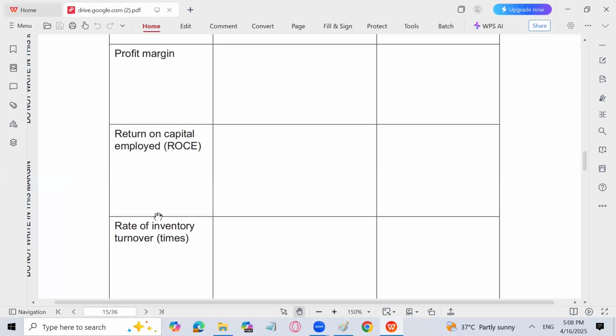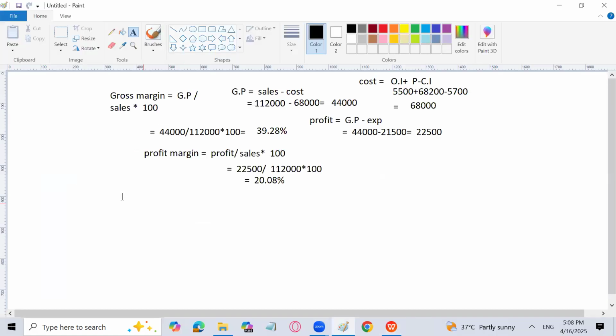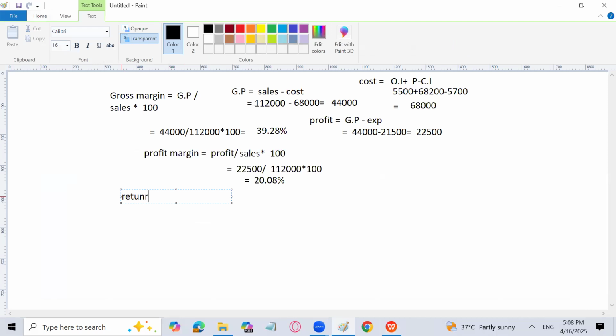Now we have to calculate return on capital employed. Students often make mistakes in the formula for return on capital employed, so you have to focus on that. The return on capital employed is equal to operating profit, which is the profit from operations, not the profit for the year. But if interest is not given, then you can calculate directly. Otherwise, it is operating profit divided by capital employed into 100.